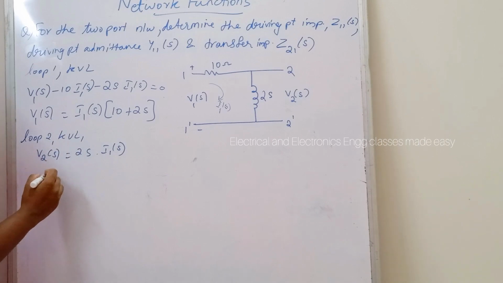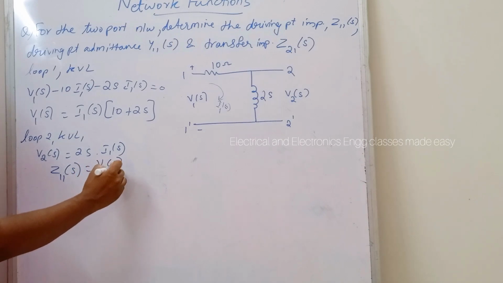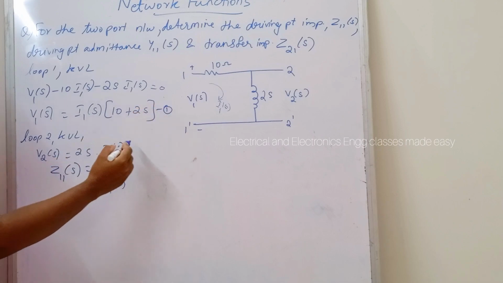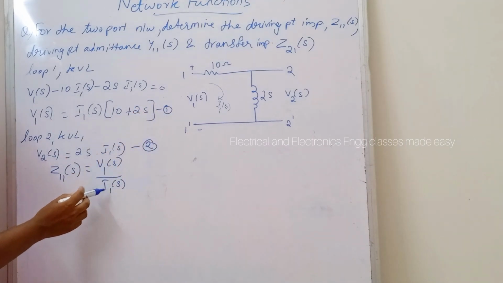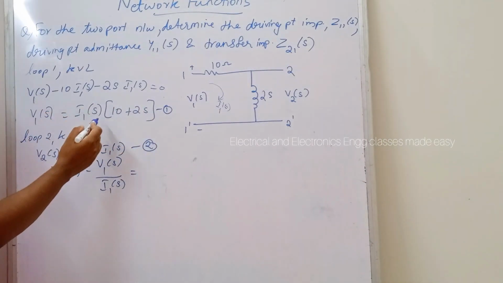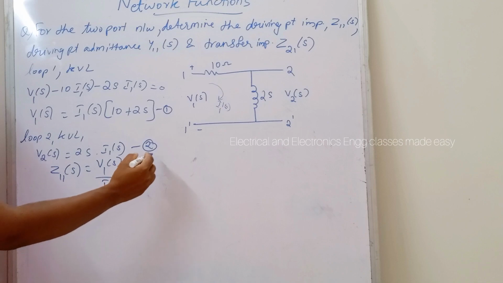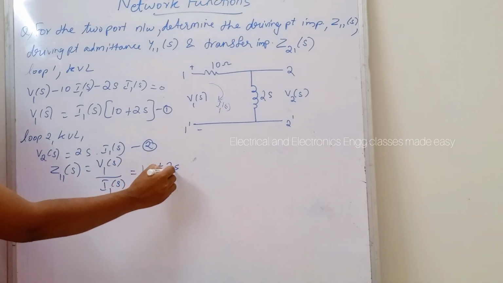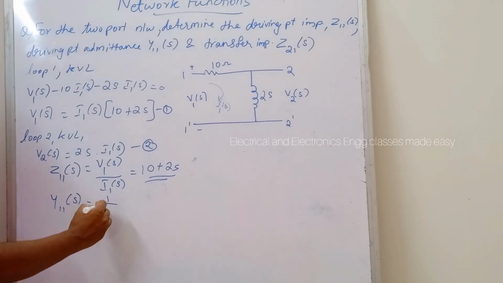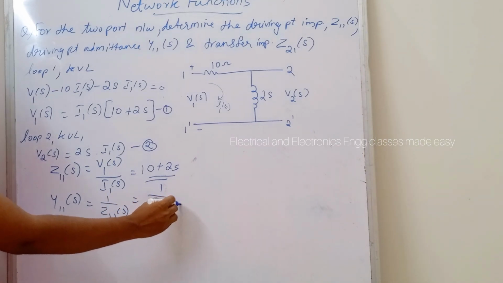So what is driving point impedance? Z11 of S. So Z11 of S is V1 of S divided by I1 of S. Let this equation be 1 and this is 2. So what is V1 of S divided by I1 of S? From the first equation, we have V1 of S divided by I1 of S is equal to 10 plus 2S. Then what will be Y11 of S? It is the reciprocal of Z11 of S, and that is 1 divided by 10 plus 2S.